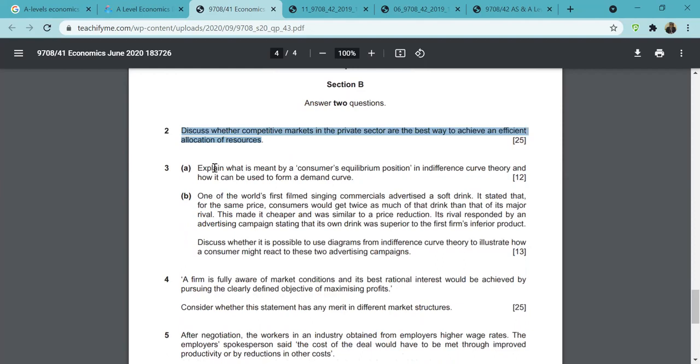Now, question 3A says: explain what is meant by consumer equilibrium position in indifference curve theory and how it can be used to form a demand curve. That is for 12 marks.